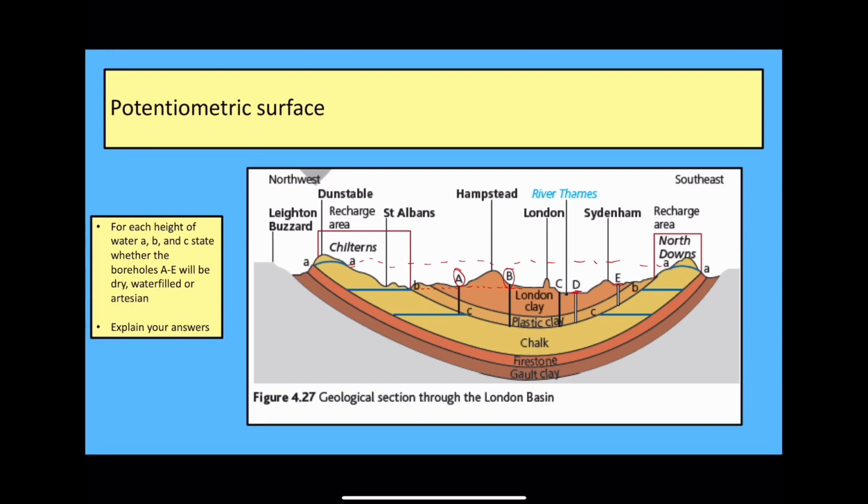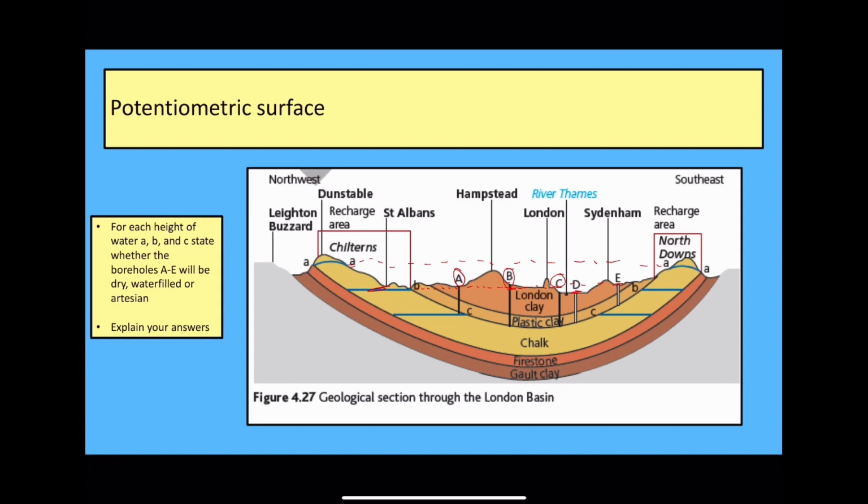Okay, but then if we look at B, we can see that for some of the boreholes, the water level at B will be within the borehole, and for some of them, the water level will be above the borehole. So for B, for example, borehole C here would be artesian because it's so low lying and the surface is so low that the water level is above it, whereas something like borehole B is going to have water in the borehole, but it's not going to rise to the surface of its own accord. You're just going to look in the borehole and be able to see the water there.